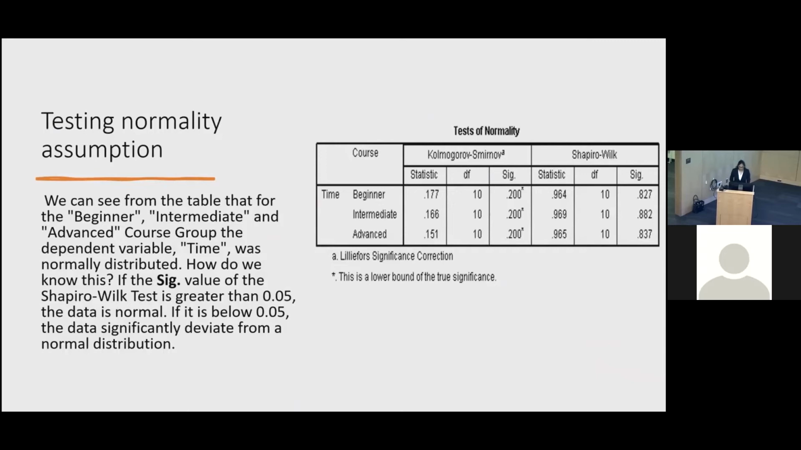If you look at the significance value under the Shapiro-Wilk on the right corner, you can see that all of those values are greater than 0.05, which indicates that the data is normal. If it is below 0.05, then it means that this data significantly deviates from the normal distribution.